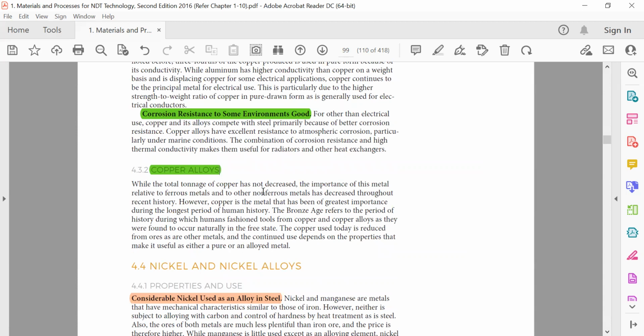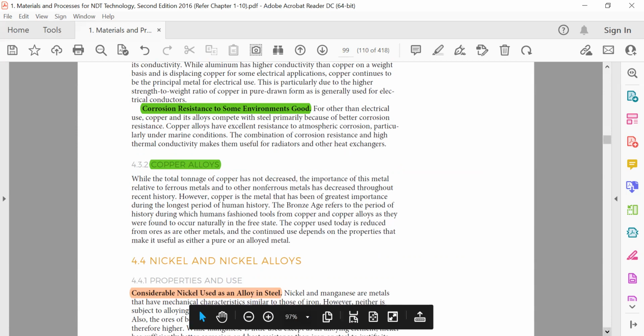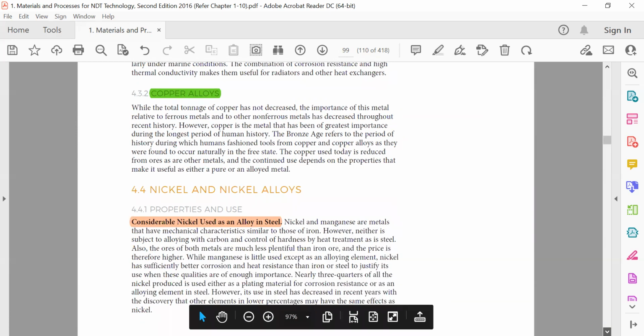While the total tonnage of copper has not decreased, the share of copper relative to ferrous metal and other non-ferrous metal has decreased throughout recent history. However, copper is the metal that has been of greater importance during the longest period of human history. So you can make copper alloys, as they were found to occur naturally and tested. You can use bronze and brass.